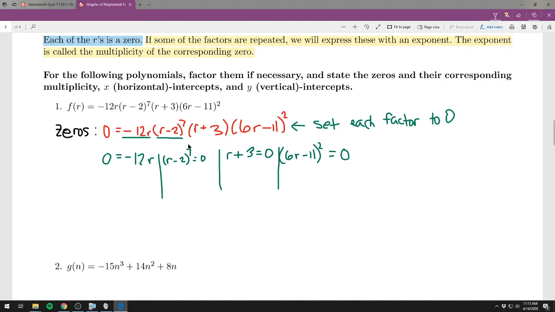All right, now to solve each one of these, start over here on the left. We have 0 equals negative 12r. If we divide by the negative 12, 0 divided by anything that's not 0 is still 0. So we got r equals 0.